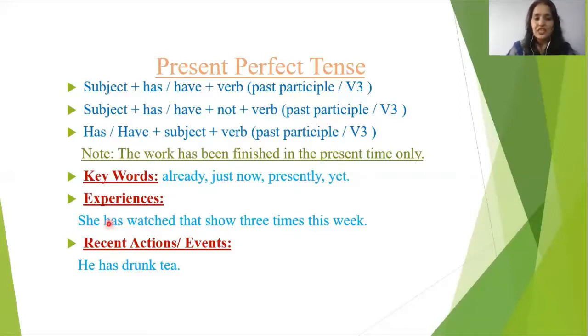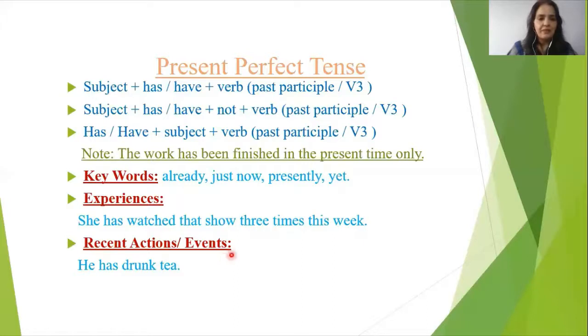So with she, it means singular number. With singular number, we use has. With plural number, we use have. So accordingly, if this is in our mind, since she is given, we should use has here. And third form of the verb, that is watched. So what will be the perfect sentence? She has watched that show 3 times this week. Perfect.